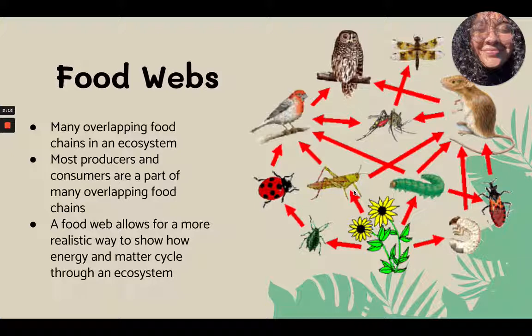A food web allows for a more realistic way to show how energy and matter cycle through an ecosystem. So a food web is more realistic than a food chain because I don't eat just one thing. I eat a wide array of different things. So showing that would be a food web.